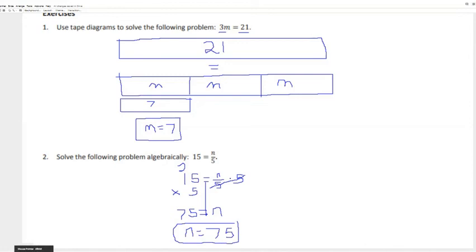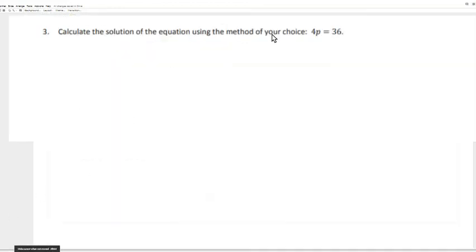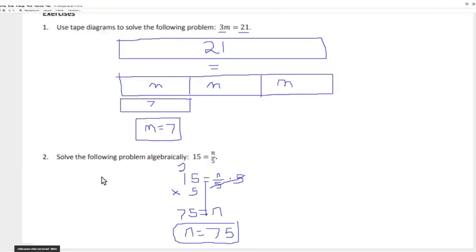And now on problem number 3, you should have solved it however you want to, either using algebra or using a tape diagram. So I'm just going to go ahead and give you the answer. Hopefully you came up with P is equal to 9, because 9 times 4 is P. So on this, you should have some kind of work. When I come by and look at it, I should see some work being done either using the algebra like we used in problem 2 or using a tape diagram similar to what we used in problem 1. All right, go ahead and stop the video. Go ahead and move on to your lesson or assignment for today.